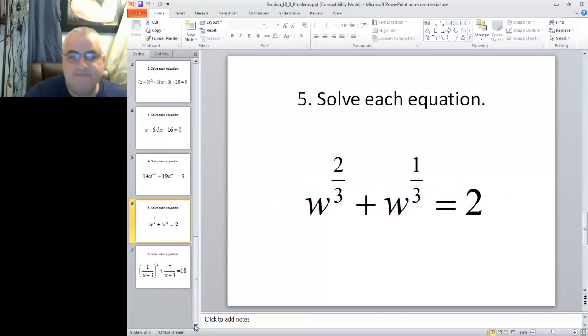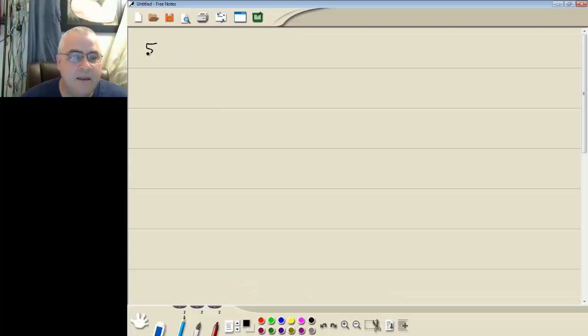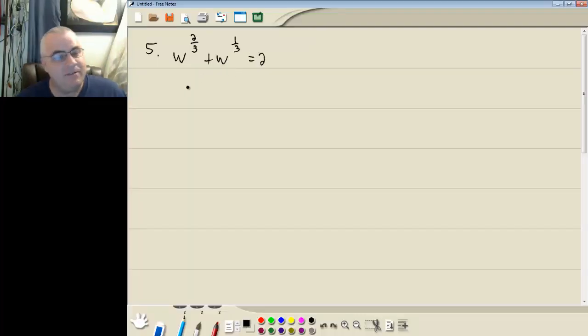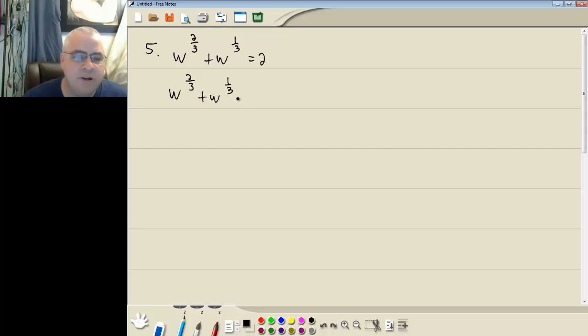let's take a look at this one. We got w to the 2/3 plus w to the 1/3 equals 2. Again, we have to have 0 on one side, so I might as well bring that over. W to 2/3 plus w to the 1/3, and bring the 2 over becomes a negative 2 equals 0. Okay, let's check this. Our middle part, w to the 1/3.